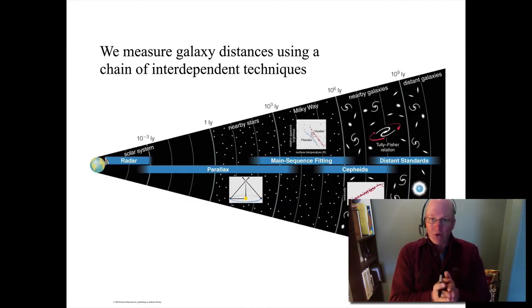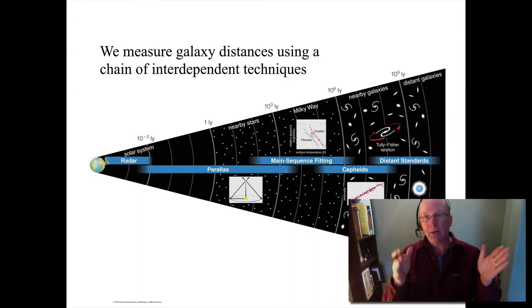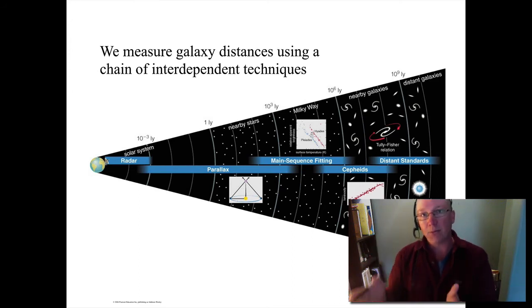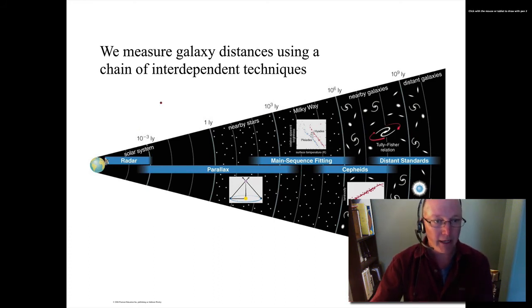So again, we had to have all of this stuff together because we have to have overlapping measurements in order to check the distances. So if we look at it, radar gets us out to the outer solar system. We can check the outer solar system with parallax, make sure that works. Parallax gets us out to the nearby stars. Nearby stars include some clusters, which means we can get the main sequence fitting to double check here and sort of tie these things together.